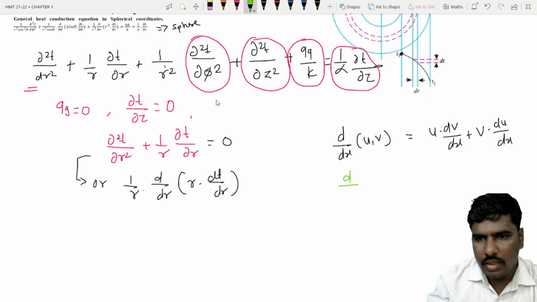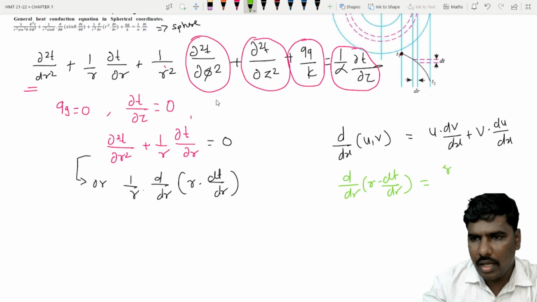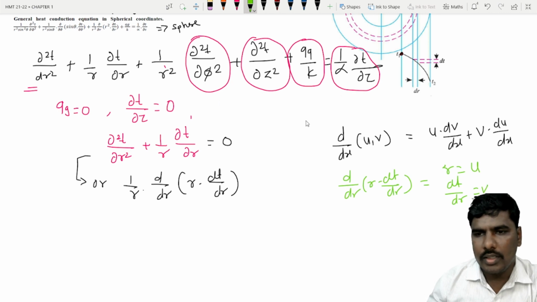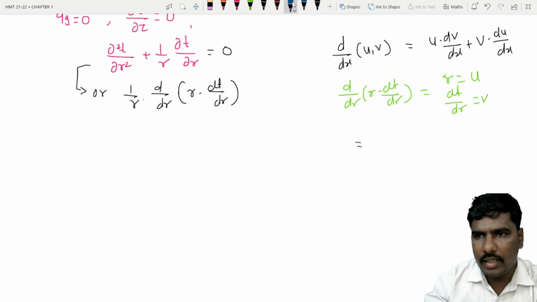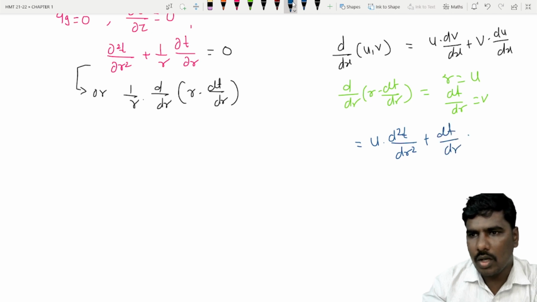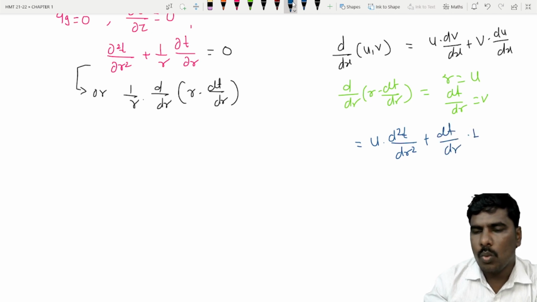So this is d by dr. Here we will consider r as u and dt by dr as v. If you solve this, after solving this we will get u as it is into d square t upon dr square plus v as it is, that means dt by dr as it is, and it is with respect to r, so with r it is becoming 1.